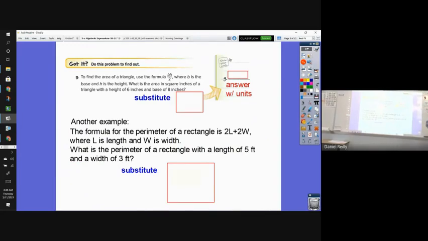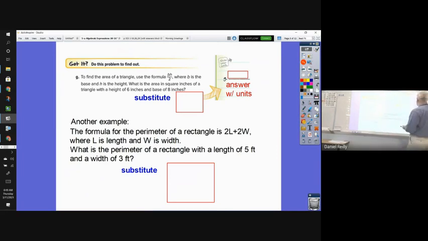To find the area of a triangle, 1/2 base times height or base times height divided by 2. They're the same formula. Where B is the base and H is the height. Can anyone tell me what has to be true, if you remember? What has to be true about the base and the height of a triangle when you are using those measurements to find the area of a triangle? Well, they have to be the same units for sure. They both have to be inches or they both have to be feet.